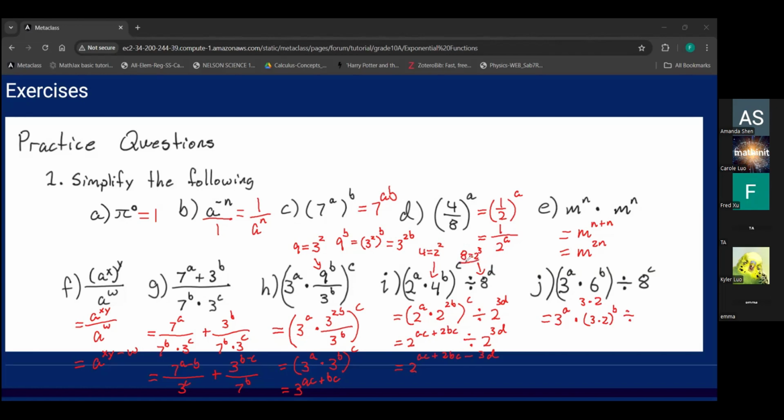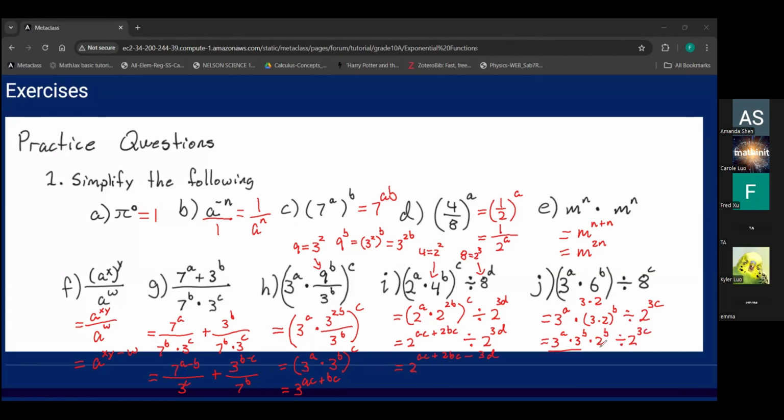We already said over here, 8 is equal to 2 to the power of 3. So this is 2 to the power of 3 times c. Now you distribute this exponent. So 3 to the power of a times 3 to the power of b times 2 to the power of b divided by 2 to the power of 3c.